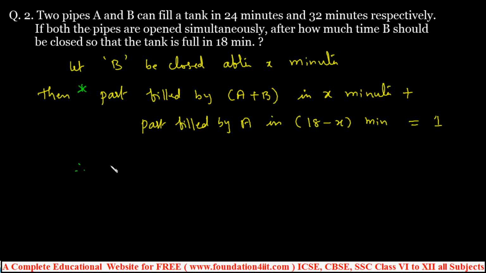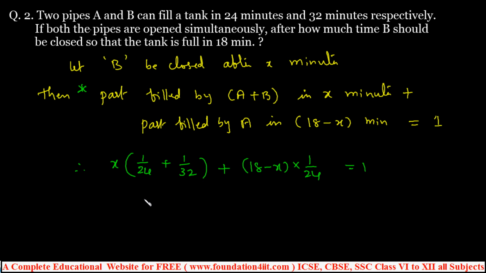Then we can make the statement like this. The part filled by A plus B in X minutes: A plus B, 24 minutes and 32 minutes. So in 1 minute, 1 by 24 plus, for B, 1 by 32. That is for 1 minute, but they work for X minutes, so into X, plus only A for 18 minus X minutes. So 18 minus X is the time, into A's rate of 1 by 24, because in 24 minutes, in 1 minute it is 1 by 24. Like that for 18 minus X minutes. That should be equal to 1. This is the step now. Using this we can calculate the X easily.